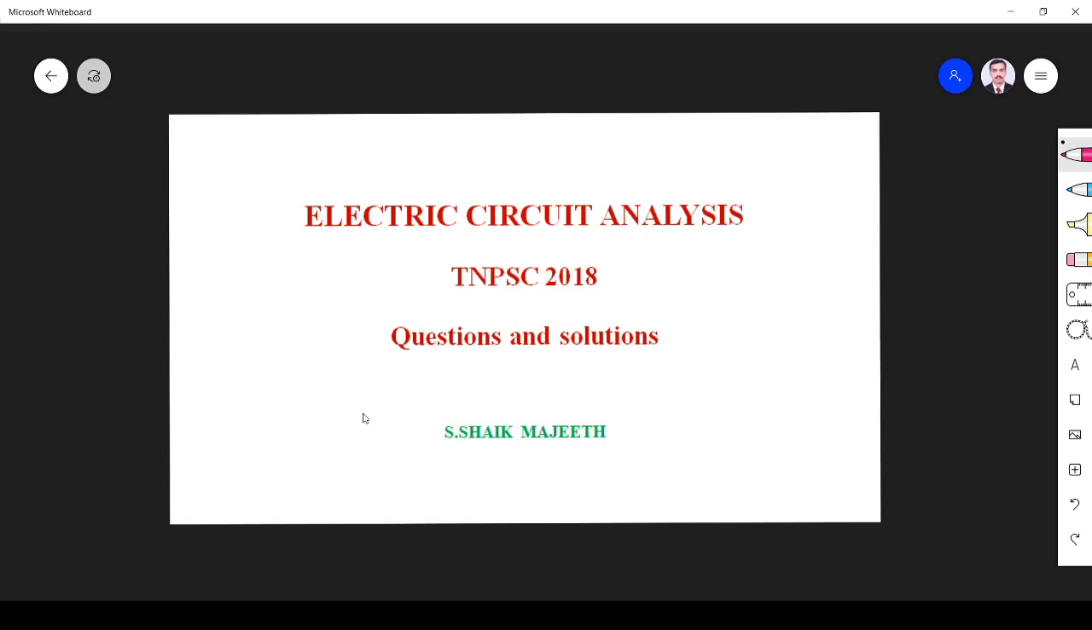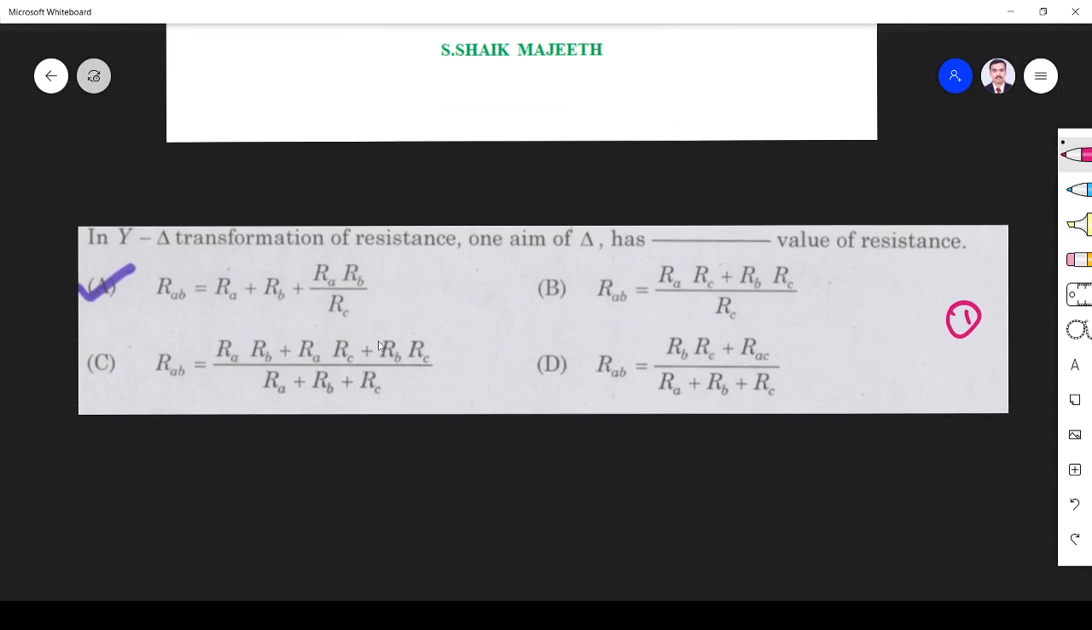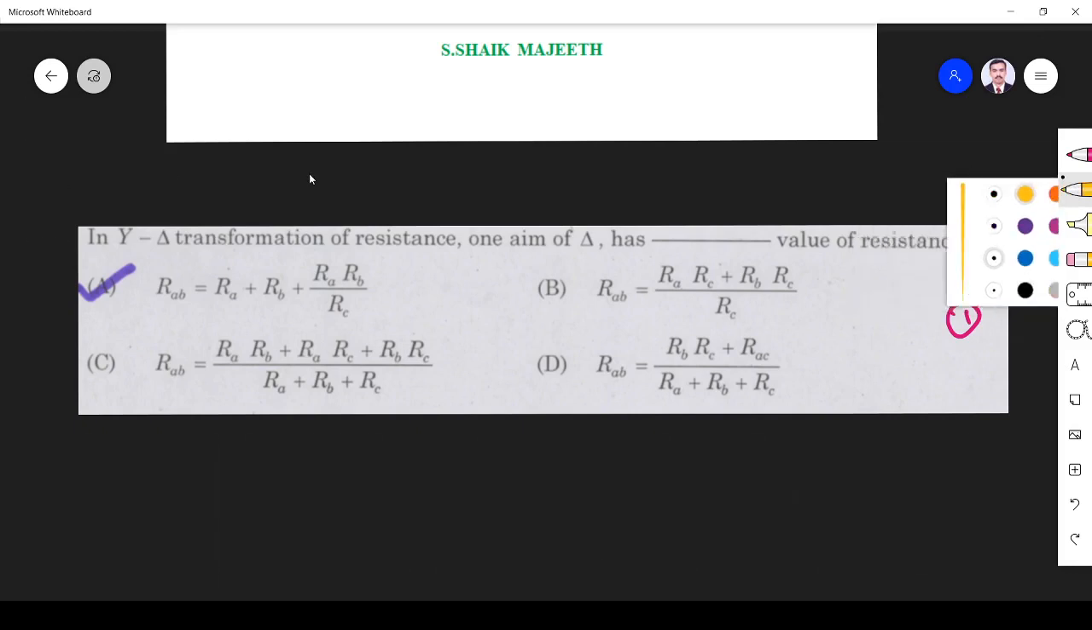Hi friends, in this video we see electric circuit analysis based questions asked in various TRB and TNEB exams. The first question is in Y to delta transformation of resistance: one arm of delta has what value of resistance? So we know it is Y to delta transformation.